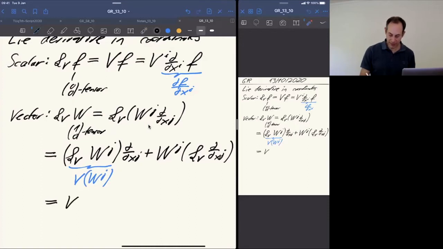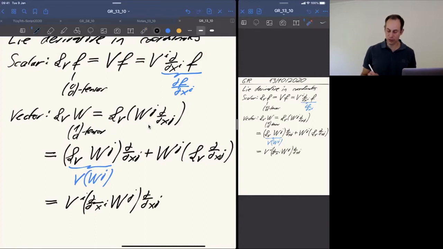vi times d to the dxi. So this is the expansion of v, for which I use a different index than j, because j is already used. And then it acts on wj. So this is, by the way, where the d to the dxi acts. And then I still have this other factor, which was there, the vector d to the dxj.